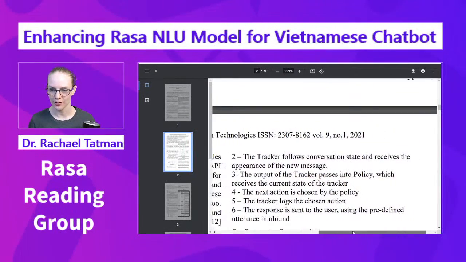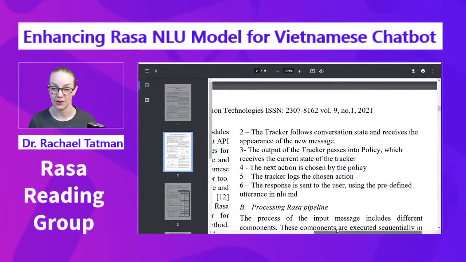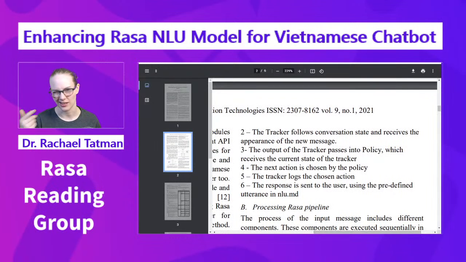The tracker follows the conversation state and receives the appearance of a new message. So it's just like a database: a new entry gets added to the database. The output of the tracker passes into policy, which receives the current state of the tracker. The next action is chosen by the policy. The tracker logs the chosen action. The response is sent to the user using a predefined utterance in NLU.md. And this would be for 1.x; as of 2.x it would be YAML. Yeah, we're also a little bit more flexible about where things go, but it can also go in the domain, where you could define your utterances.